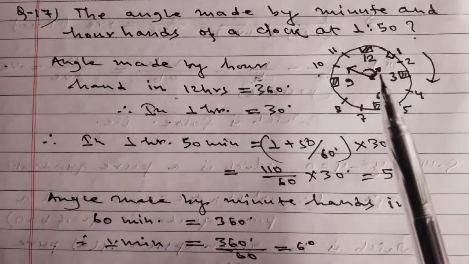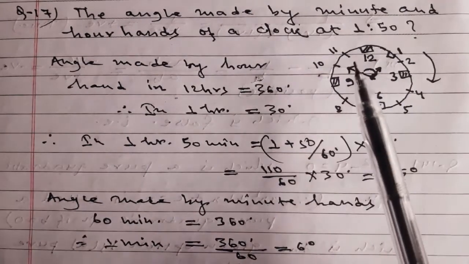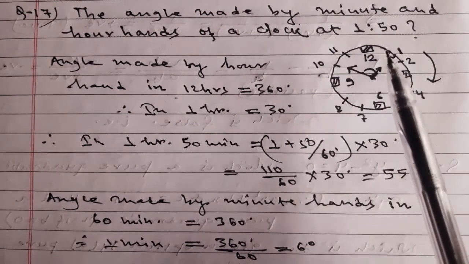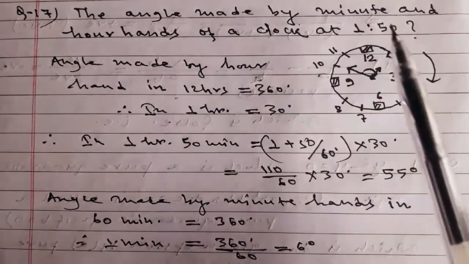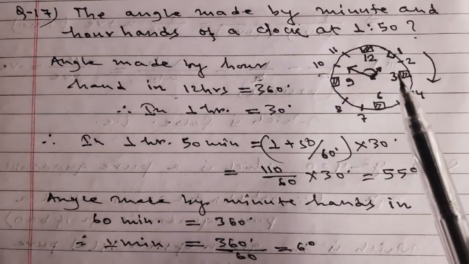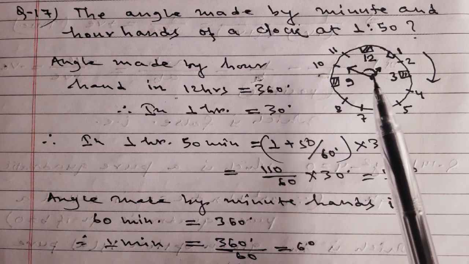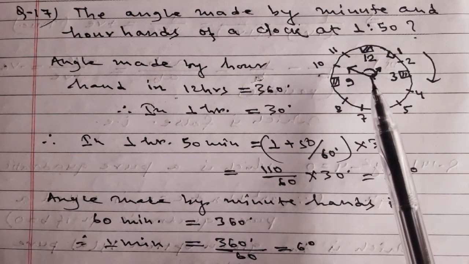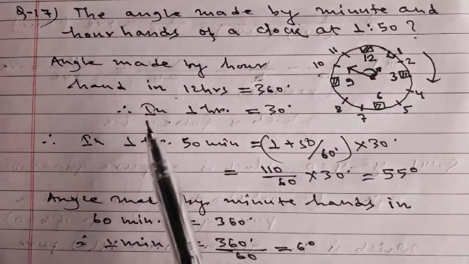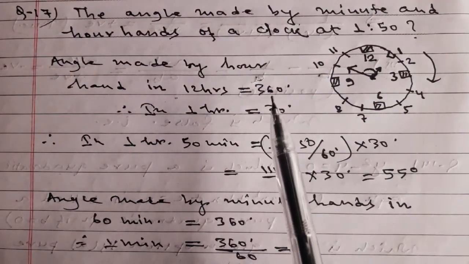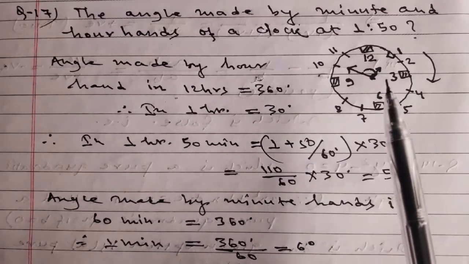We know that the hour hand makes one complete rotation in 12 hours. So we can write the angle made by the hour hand in 12 hours is equal to 360 degree. Therefore, the angle made by the hour hand in 1 hour is equal to 360 divided by 12, that means 30 degree. Now we can find the angle made by the hour hand at 1:50.